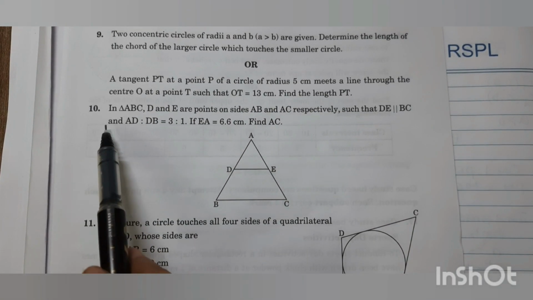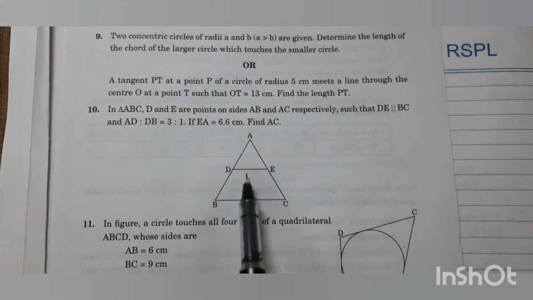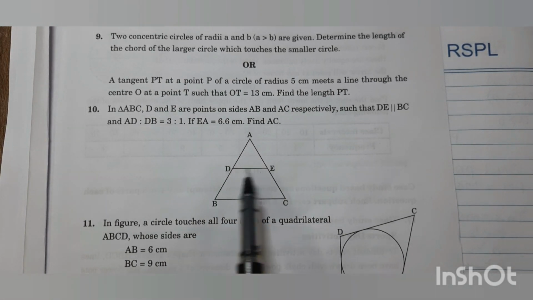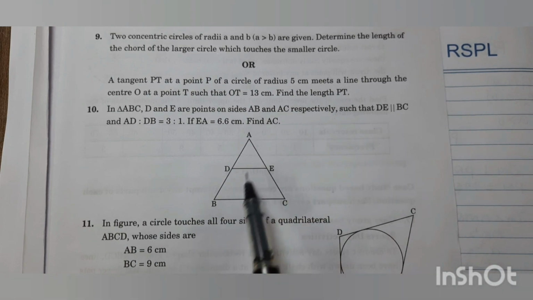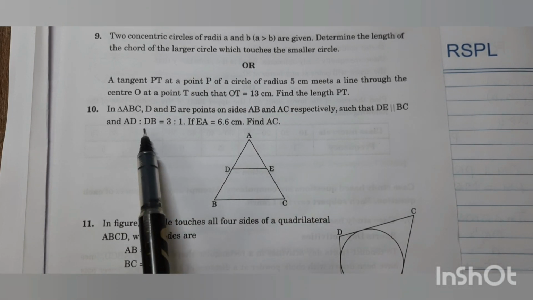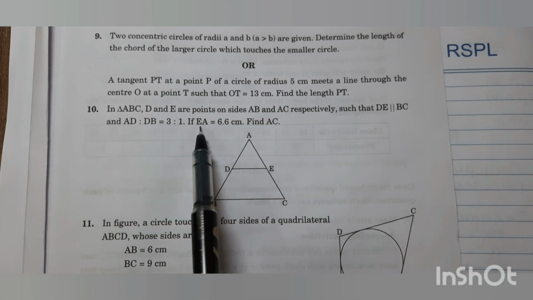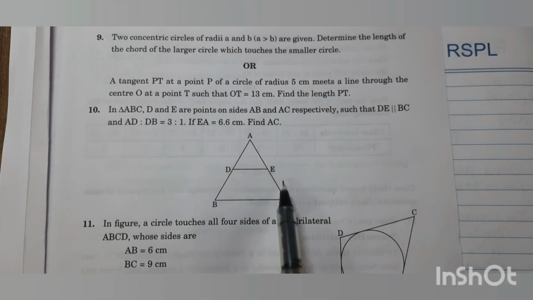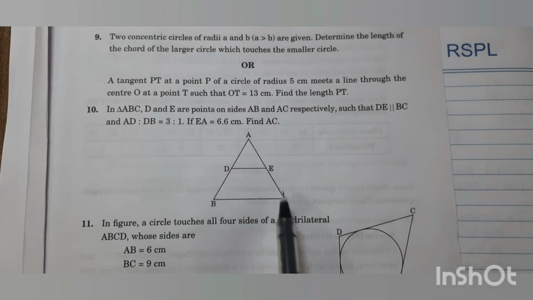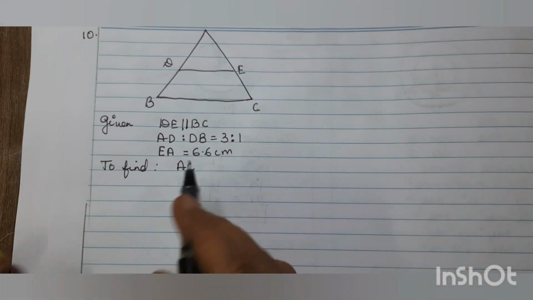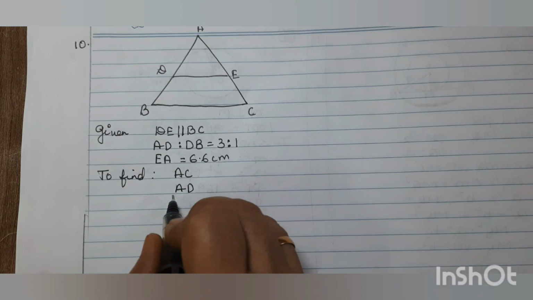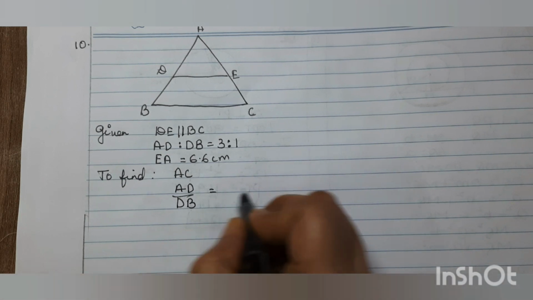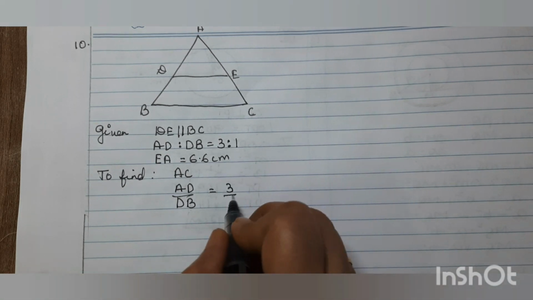Next question, 10th one. In triangle ABC, D and E are points on sides AB and AC respectively, such that DE is parallel to BC, AD is to DB is 3 is to 1, EA is given 6.6 and we have to find AC over here. So we have to find AC. Given here is AD by DB is equal to 3 by 1.